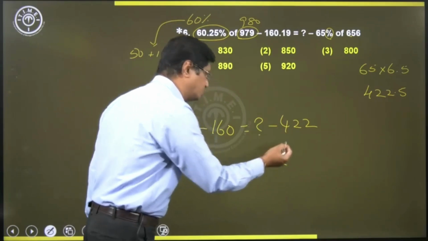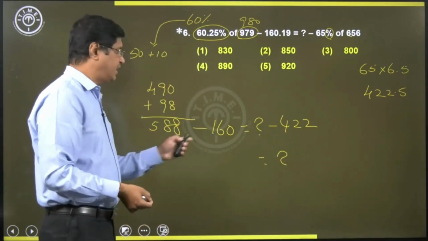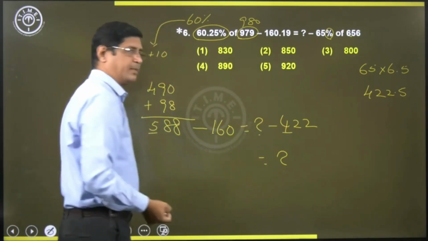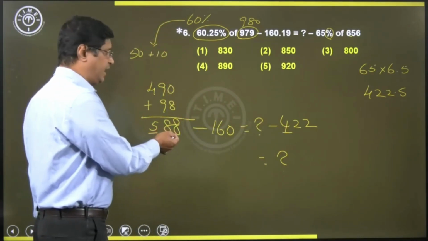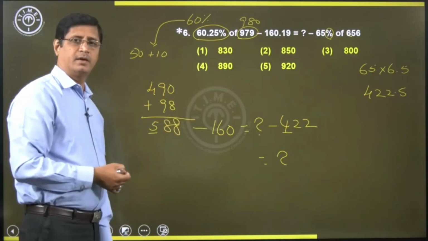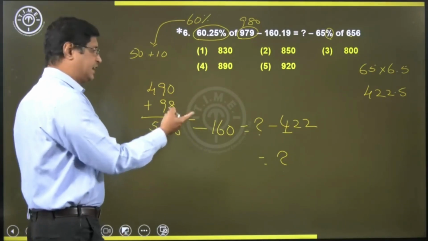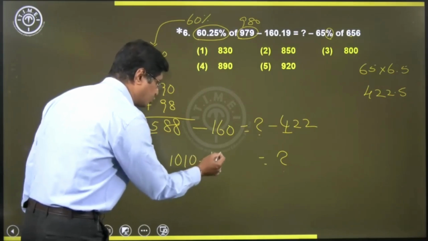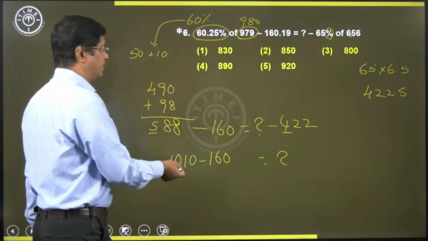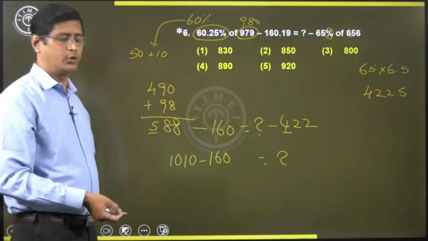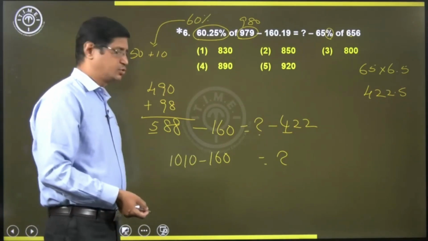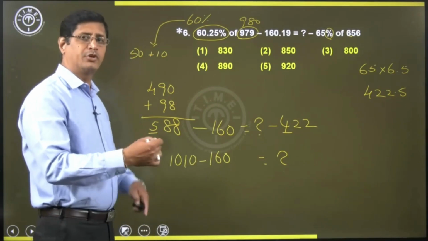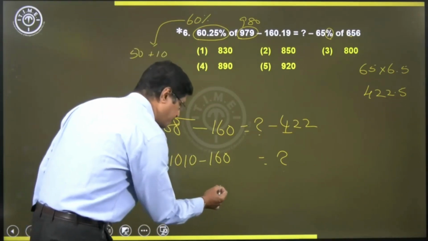Question mark is equal to, now 588 and 422. 500 plus 400, 900. 88 plus 22, that is 110. So 900 plus 110, that is 1010 minus 160. Now what is the value? 1010 minus 160. Then minus 60 means minus 50. Minus 50 means complement is 50.